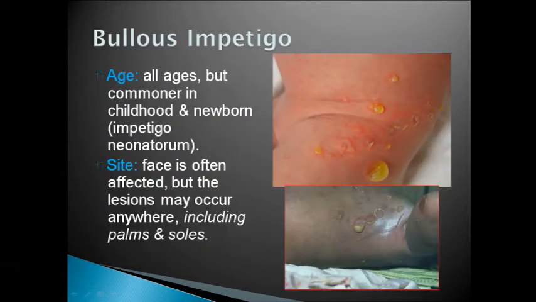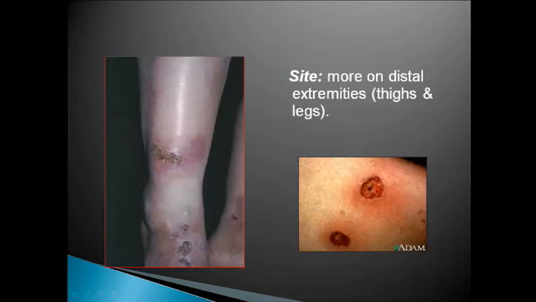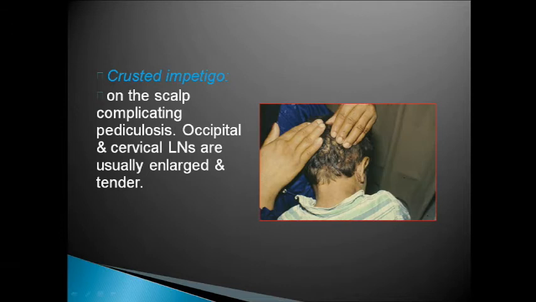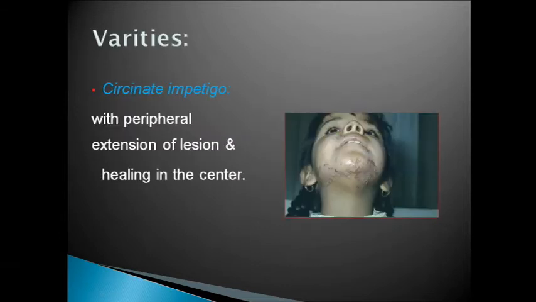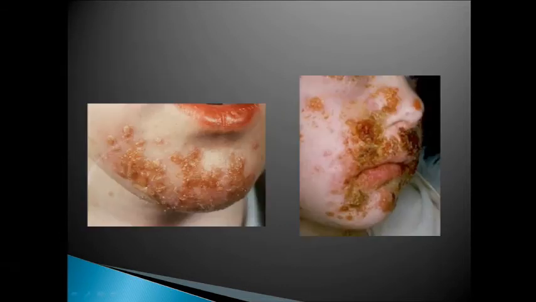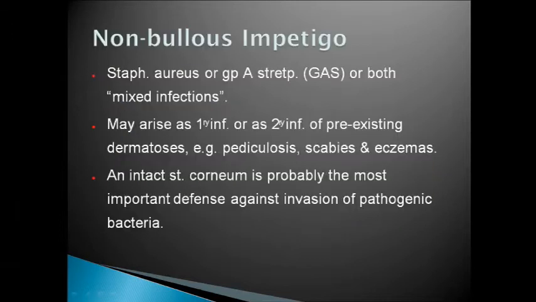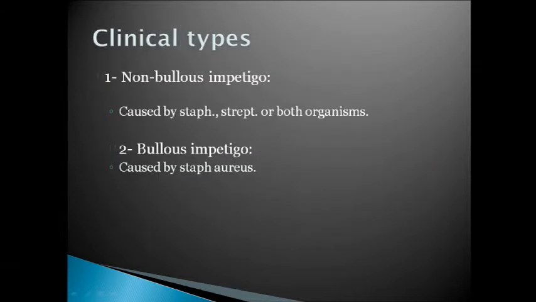See here, this is a bullous impetigo. In bullous impetigo, there is a superficial infection over the stratum corneum only, so there is a thin-walled bulla formation. So impetigo is basically a superficial infection; it can be bullous or non-bullous. Now bullous impetigo is caused by staphylococcal infection.